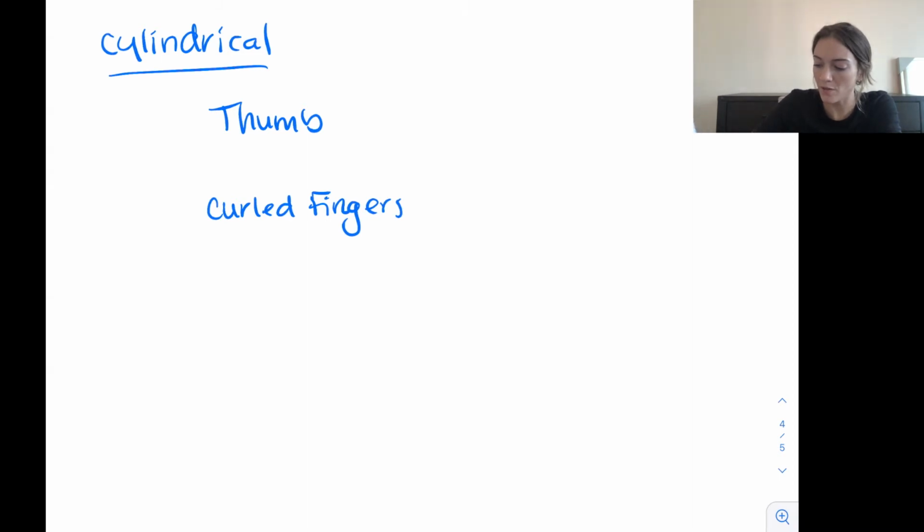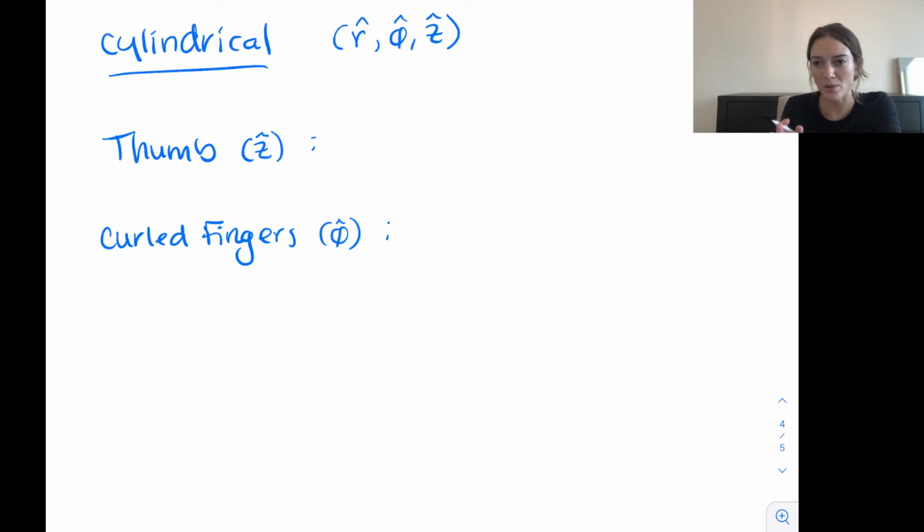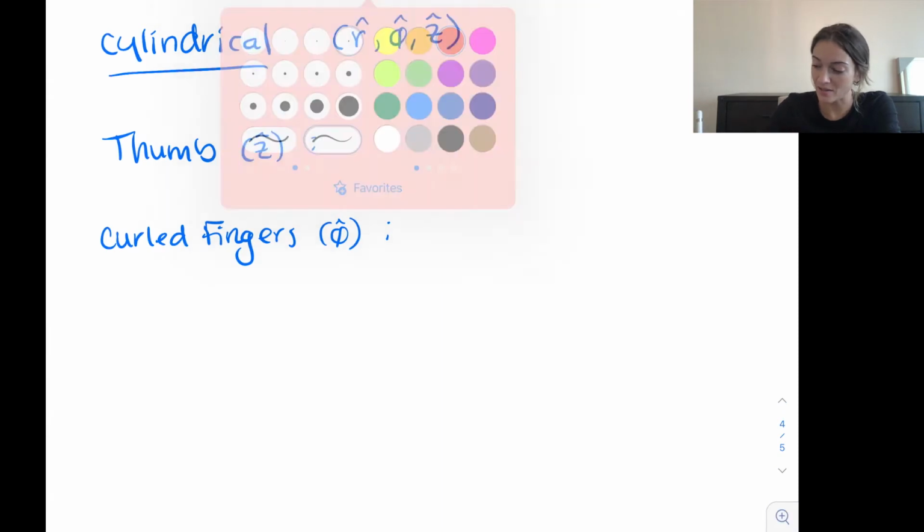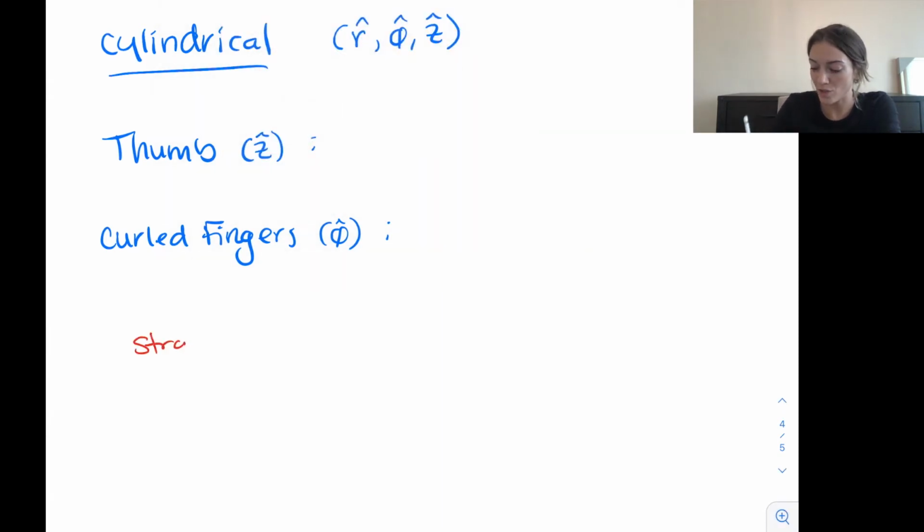If you've taken vector calculus or something, and you're familiar with cylindrical coordinates, your thumb corresponds to the z hat direction, and your curled fingers correspond to the phi hat direction. If not, that's okay, don't worry. The right-hand rule in cylindrical coordinates is much easier than you probably think it is because, like I said, there's only 2 things to worry about. There's a straight thing and then there's a curling thing. So in the case of cylindrical coordinates, we've seen straight wires. Those would correspond to your thumb.